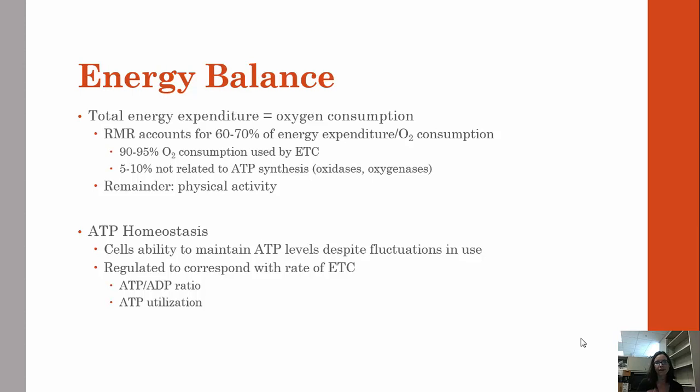So this is the coupling that it talks about in the textbook. And this is regulated through the ATP to ADP ratio and ATP utilization. So those are very intertwined. The more ATP is used, the more ADP and inorganic phosphate concentrations increase. Then we have more ADP available to bind to the ATP synthase. And when we do that, the more protons flow through the ATP synthase, and the more energy production we have.